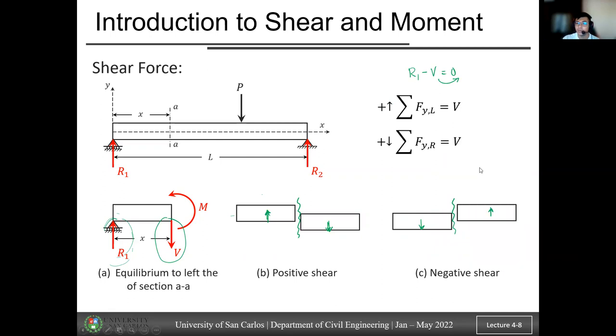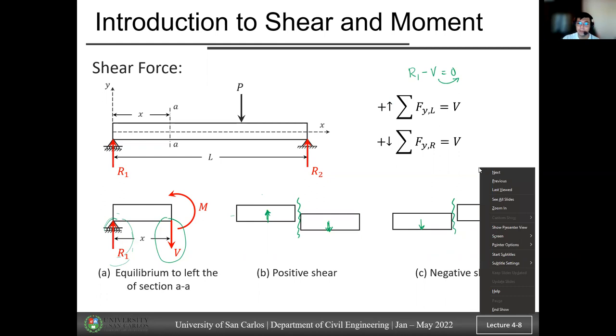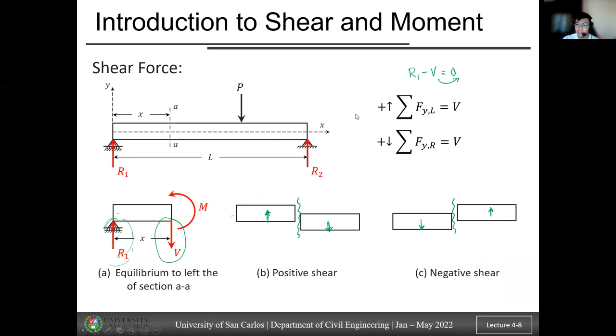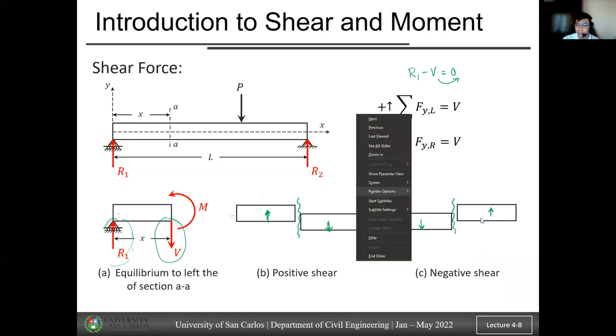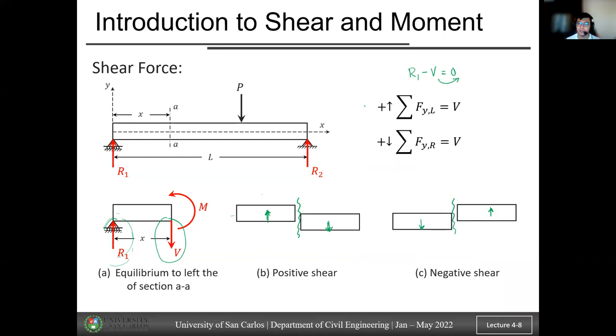Okay, so there are cases wherein we have to analyze it on the right side because probably the forces might be included on the right side, but if you try to use the left side, that particular force won't be included. So you shift from left to right. Try to just memorize the notations on the left side and the right side of the equation. For the left side, for shear, going up is positive. On the right side of the cut portion, going down is positive.